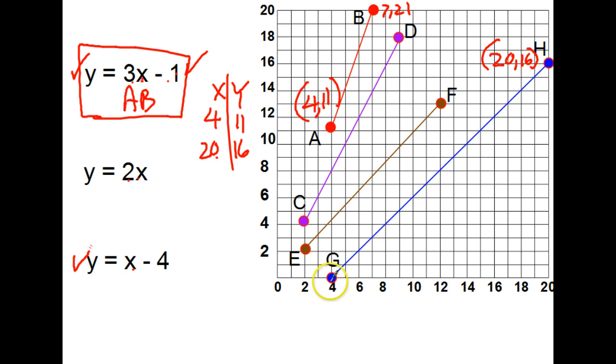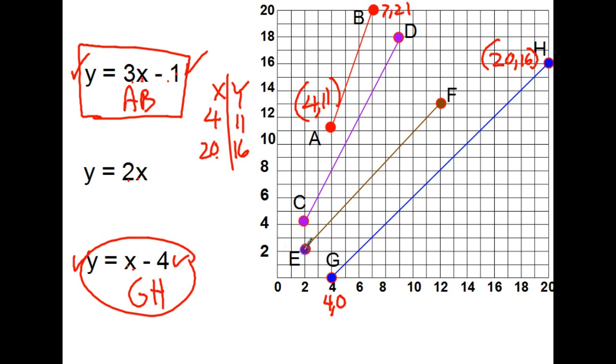So H worked there, so I need to make sure that G works. It's at 4, 0. I put a 4 in. 4 minus 4 does equal 0. So this particular one is GH. All right, so I got 2 left to try out, EF and CD.